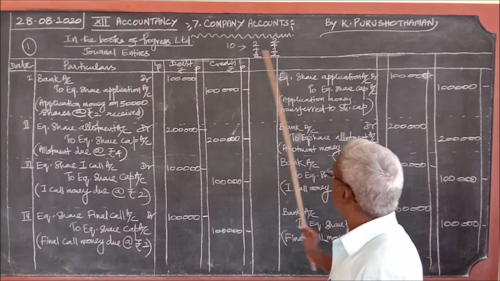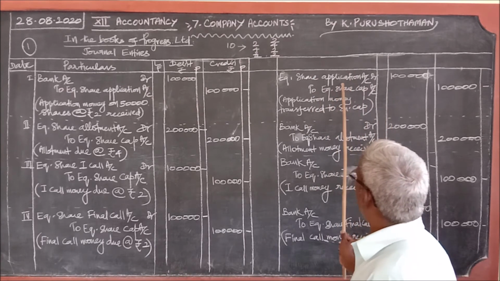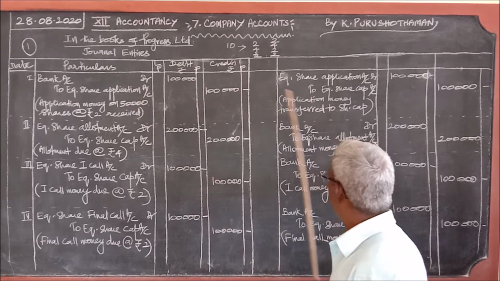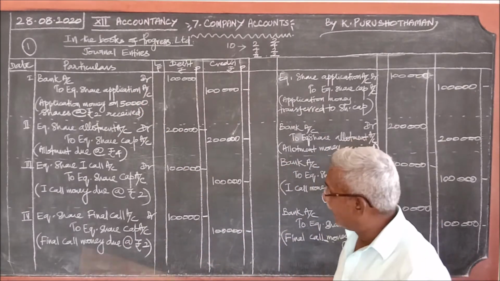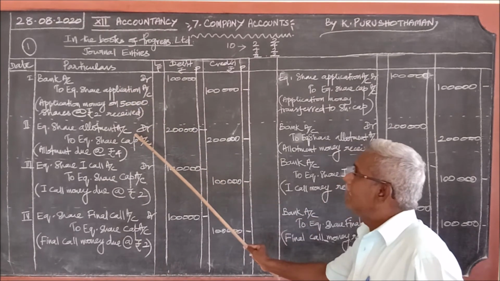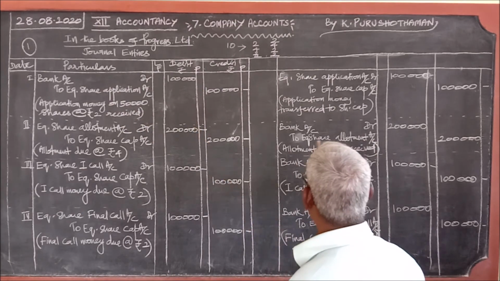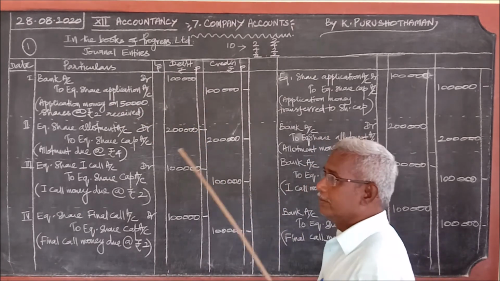Whatever you end with, use that to start the second. Then you write share capital. For the second and third stage, you write this here and this here, only with a necessary change. There it is application, here it is allotment. That's all. Here you write bank account debtor to equity share, not application. This is allotment, you write it.